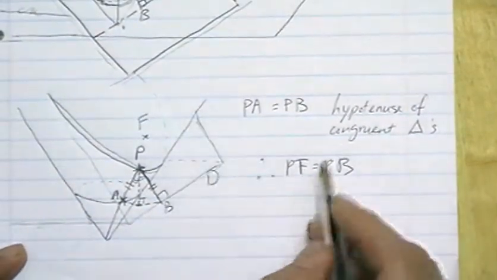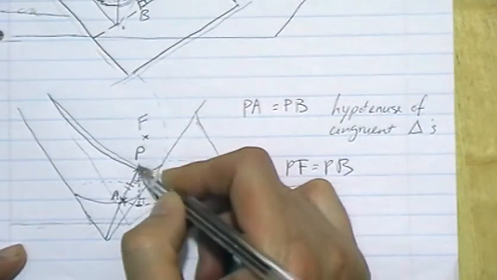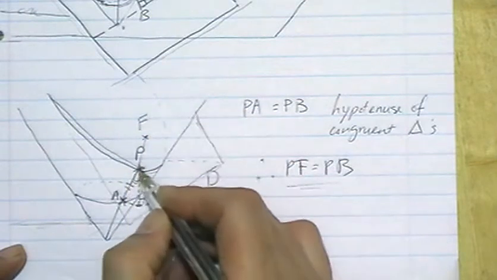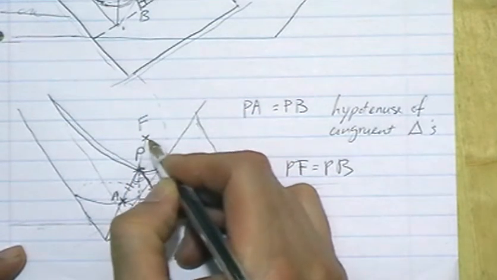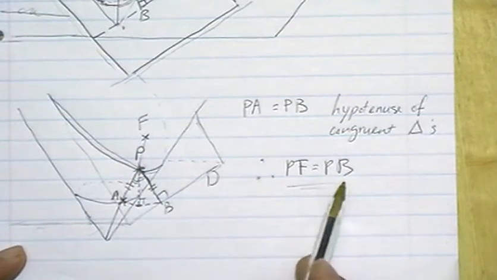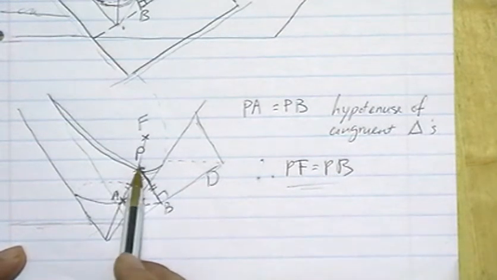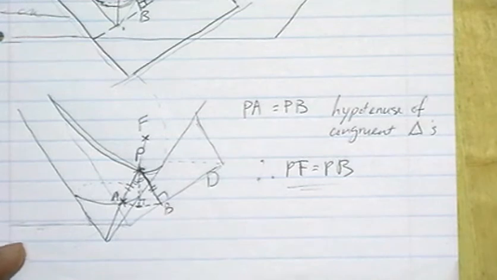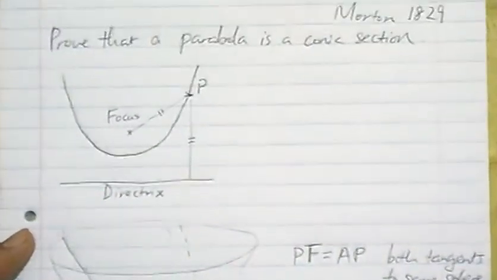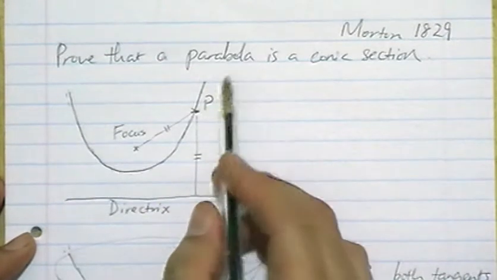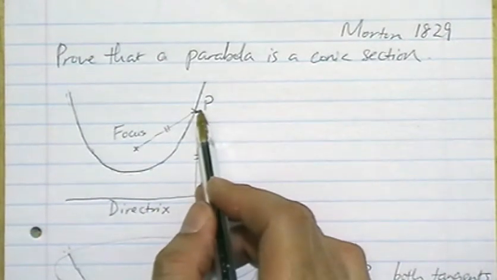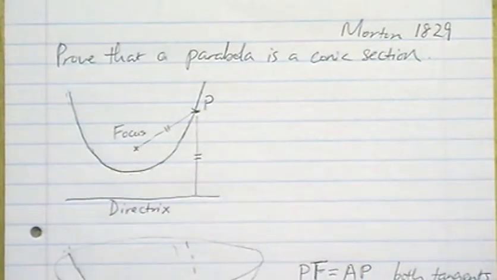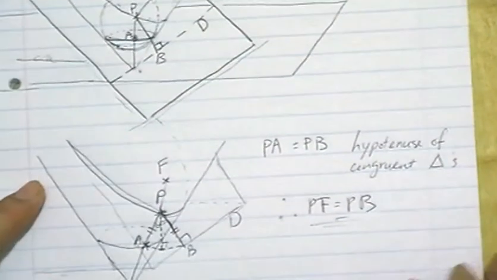So now I have this property where FP, the distance of any point P on the conic curve from this particular fixed point F, is always equal to the distance of that point P from this fixed line D. And therefore this agrees with the definition of a parabola, that it is a curve where any point on the curve always has the same distance from a fixed point and a fixed line. So this completes the proof.